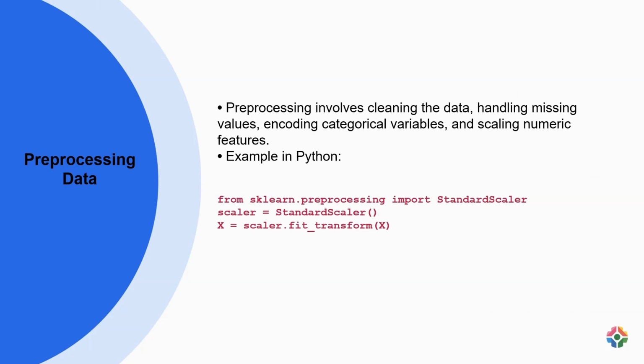Pre-processing is a vital step in preparing data for machine learning models. It encompasses tasks like cleaning the data, managing missing values, converting categorical data into numerical format through encoding, and normalizing numeric features for consistency across different scales. One common technique in Python for scaling numeric features is using the StandardScaler class from the sklearn.preprocessing module. By fitting and transforming the data with StandardScaler, numeric features are standardized to have a mean of 0 and a standard deviation of 1, aiding model performance.